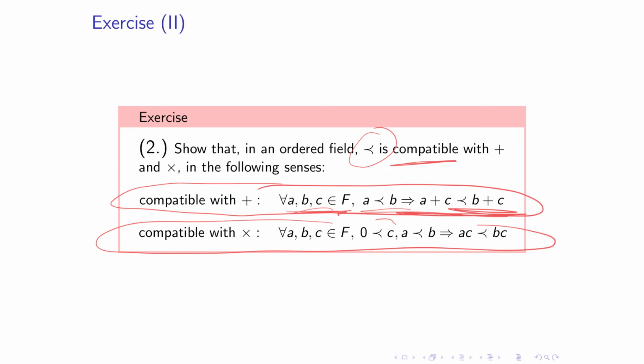This time, we need to consider a C that is positive, not just non-negative like we did with compatibility with multiplication in the preceq instance. Here, when we're talking about precedence, we'll take C strictly positive. And then if A is strictly smaller than B, then AC is strictly smaller than BC, where when I say smaller, of course, I mean precedes.